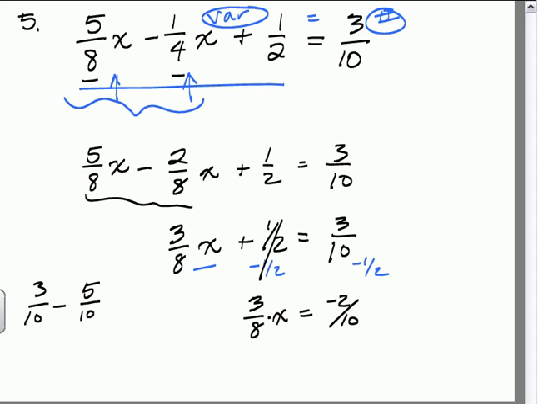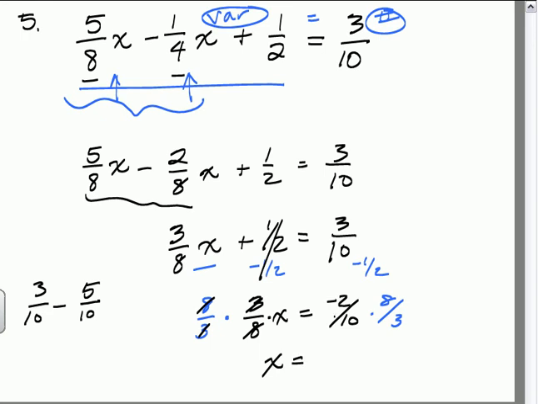So we think, oh, well, divide by it. But remember, the shortcut, the easier way to divide by a fraction is to multiply by the reciprocal. So I'm going to multiply by the reciprocal of 3/8, which is 8/3. Do it to this side. I've also got to do it to this side. And what's the result? These guys cancel to 1, which is what we wanted.